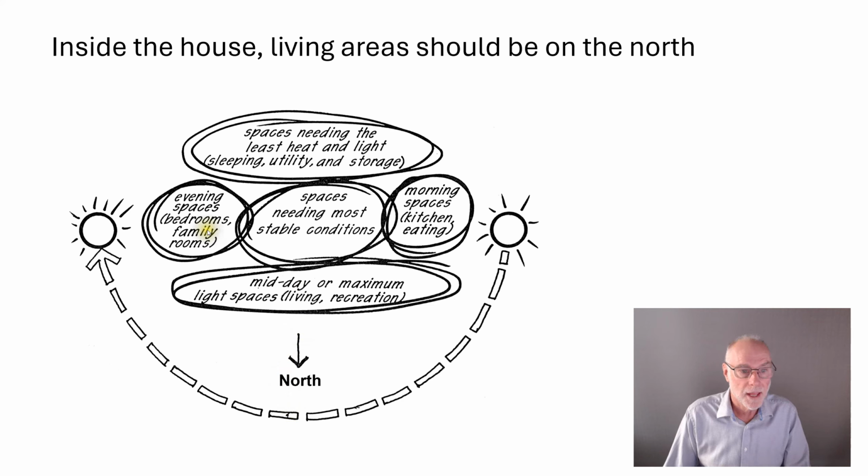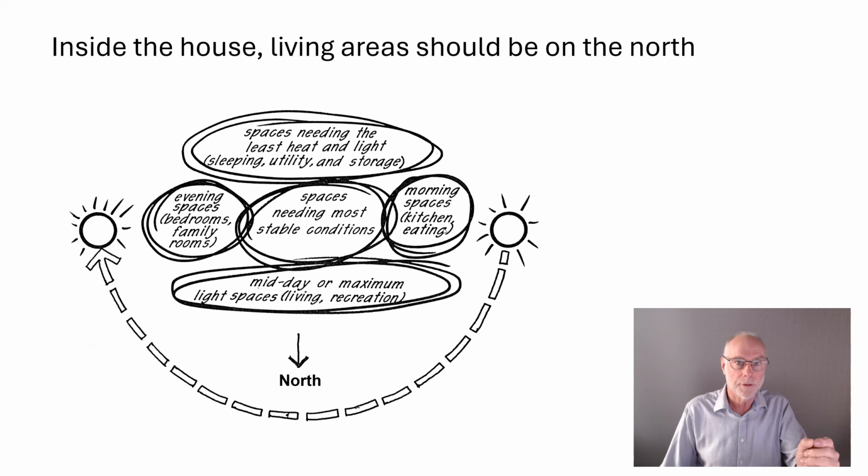In the middle of the house, we can have evening spaces, bedrooms, family rooms, the spaces needing the most stable conditions. And on the east, because there's east over there, we can have morning spaces like kitchen and eating. So when the sun's rising in the east, in the morning, it's lighting up those spaces. You know, you have breakfast watching the sunrise, things of that sort.